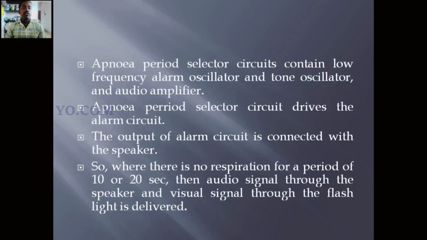The apnea period selector circuit contains a low frequency alarm oscillator, a tone oscillator and an audio amplifier. The apnea period selector circuit drives the alarm circuit, and the output of the alarm circuit is connected with the speaker. When there is no respiration for a period of 10 to 20 seconds, the audio signal through the speaker and the visual signal through the flashlight are delivered. So the doctors or nurses easily understand that the particular patient is suffering from a respiration problem, and they will immediately take care.